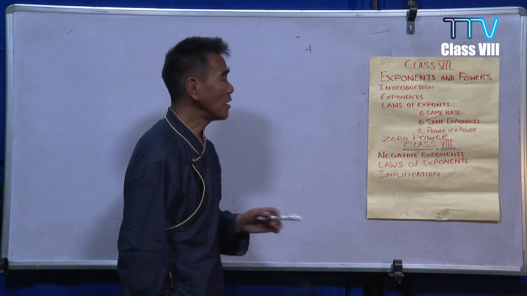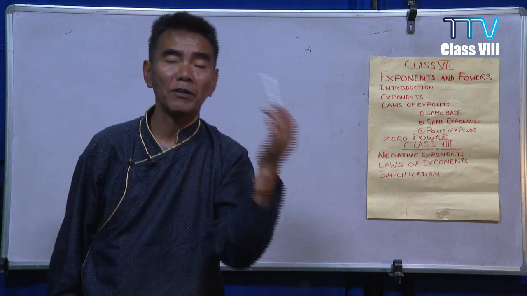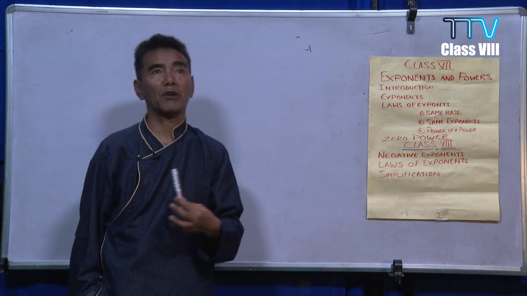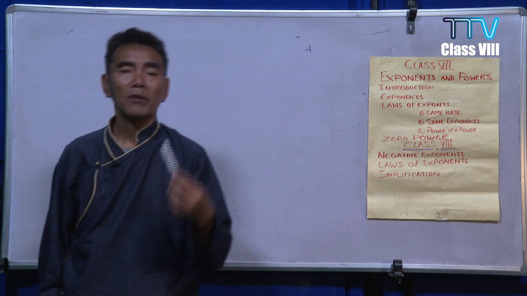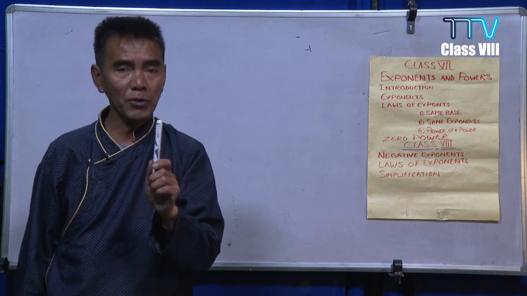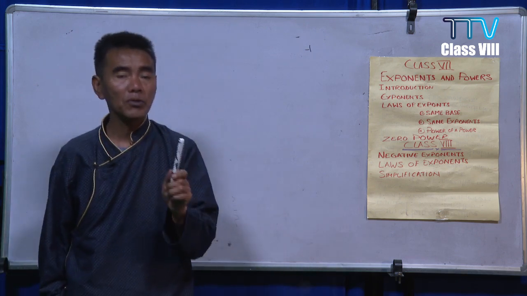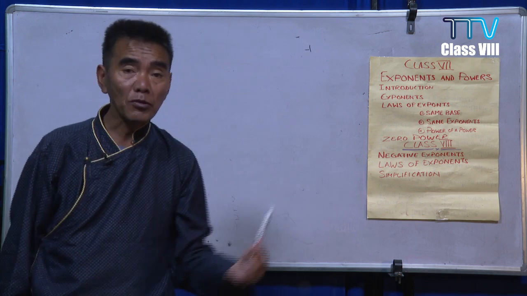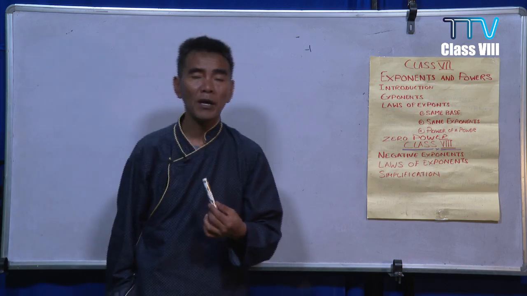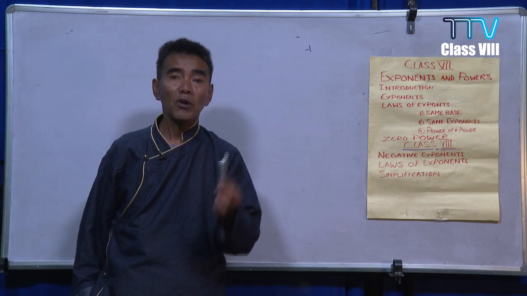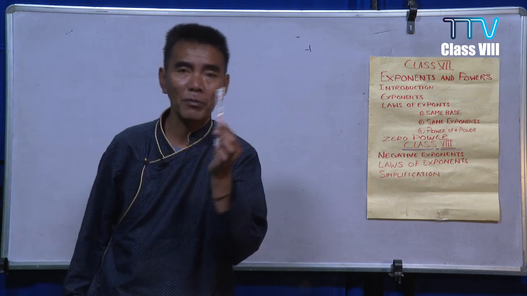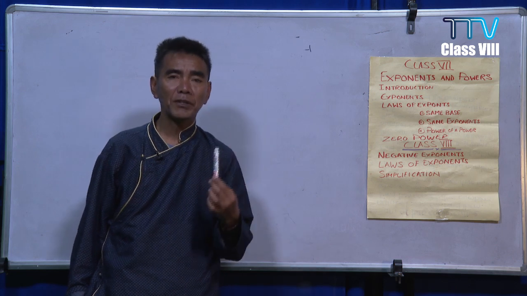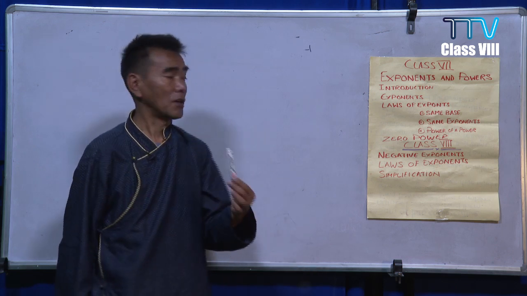Negative exponent, positive exponent, and power 0. For multiplication with a common base, you add the powers. For division with a common base, you subtract the powers. For a common power, or same power, you write the common power and multiply the bases. For division, you write the same power and divide the bases.